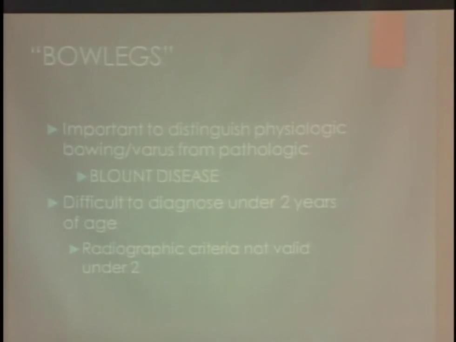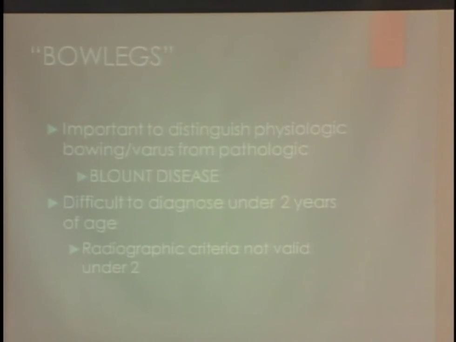But so bow legs. In general, again, this is normal, but there are a few conditions, namely Blount disease, which is what we're trying to avoid. Blount disease is a pathologic varus of the legs, named in Wisconsin, actually, by Dr. Blount. So it's very difficult to diagnose under 2 years of age.